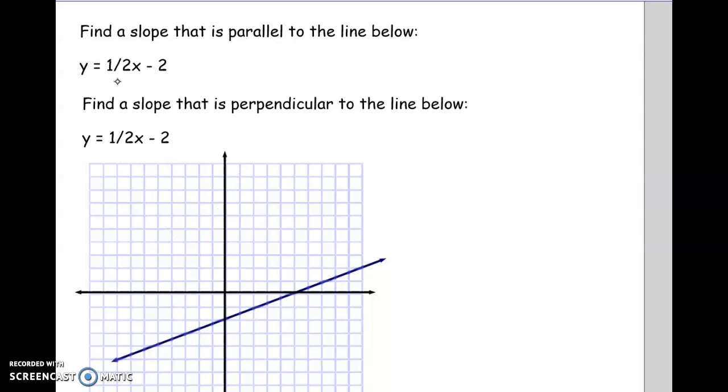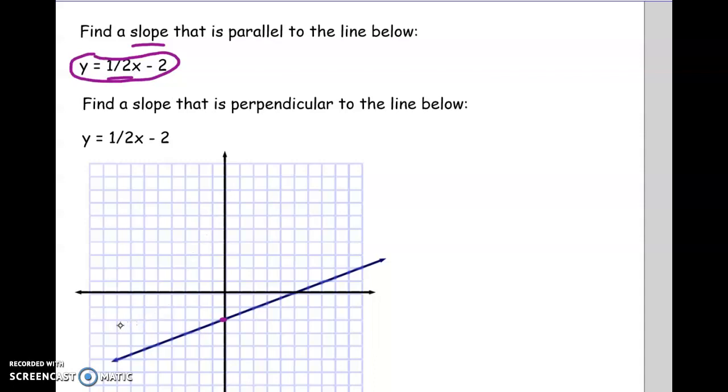I got a line that here graphed. It's got a slope of 1/2 and a y-intercept of -2. Right, so you can see it graphed down here. And so I want to know what is going to be the slope. Not worry about the whole equation, right? This whole thing is the equation. But just what would be the slope of a line that's parallel.